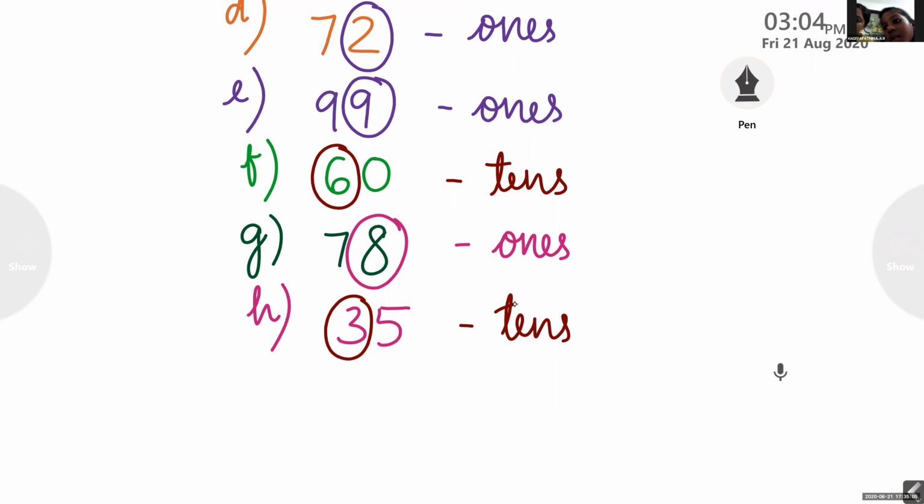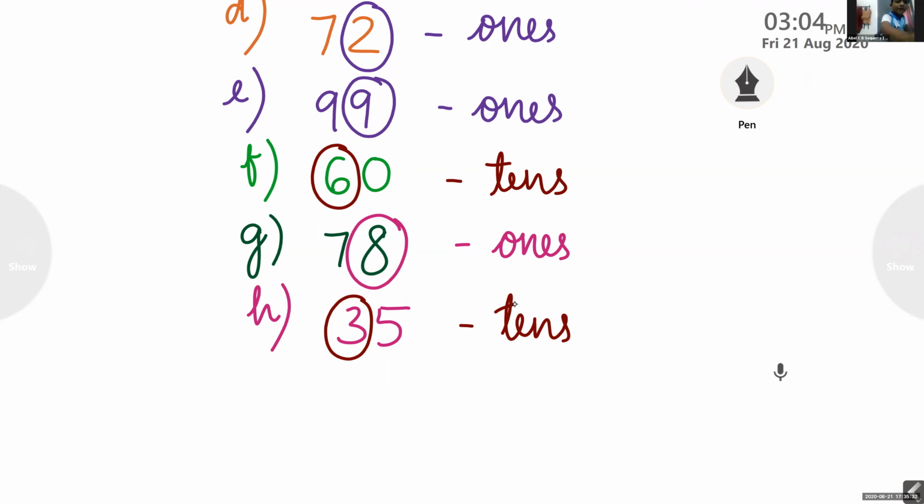Okay, so now you understood the place of ones and tens. The next class we will discuss the place value. Last class we completed the number names up to which number? Are you remembering? Till 70. Today we can write 71.